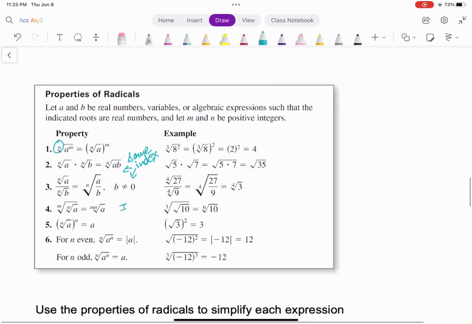Now, let's talk about number 4. This is very, very important. It looks crazy, isn't it? We have a radical, and inside the radical there is another radical. But what they are talking about is, let's multiply the two indexes together. That's it.